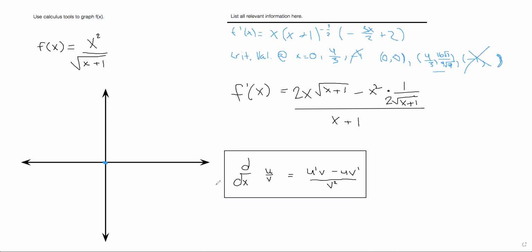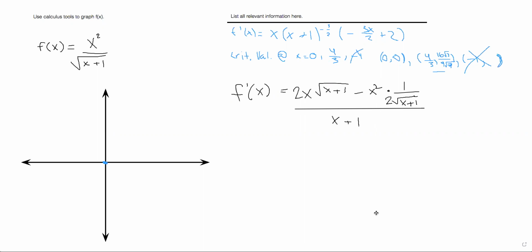And do you have this thing in the box copied down? Yeah. Perfect. So now, to find the critical values, we set the derivative equal to 0. It looks ugly, it looks nasty, but it actually works out really nicely. We're going to start by multiplying both sides of our derivative by x plus 1 to make sure we don't have this fraction anymore. The only fraction we're going to have after that would be this one right here, and we'll get rid of that one in due time.